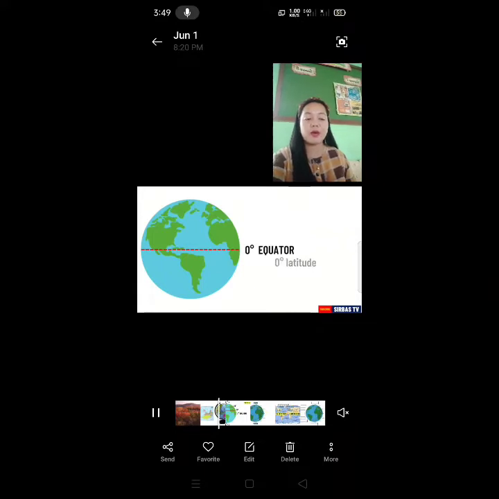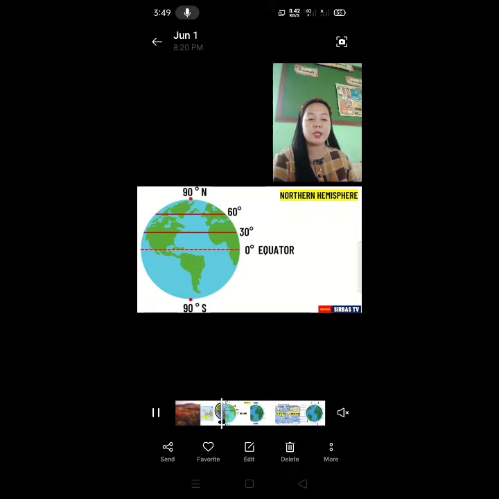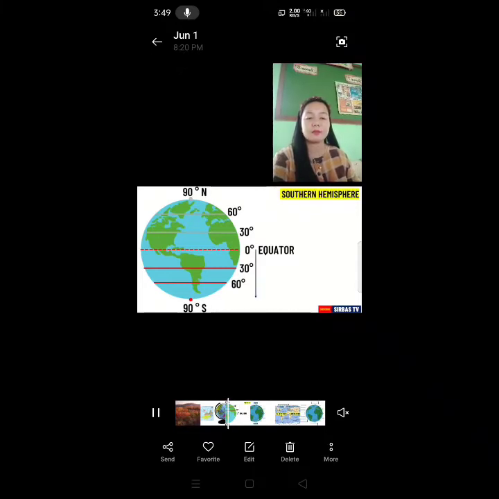The equator divides the Earth into the northern hemisphere and the southern hemisphere. The northern hemisphere is an area located above the equator up to the North Pole. It extends above the equator to 90 degrees going up. On the other side, the southern hemisphere is an area located below the equator up to the South Pole. It extends below the equator to 90 degrees going down.